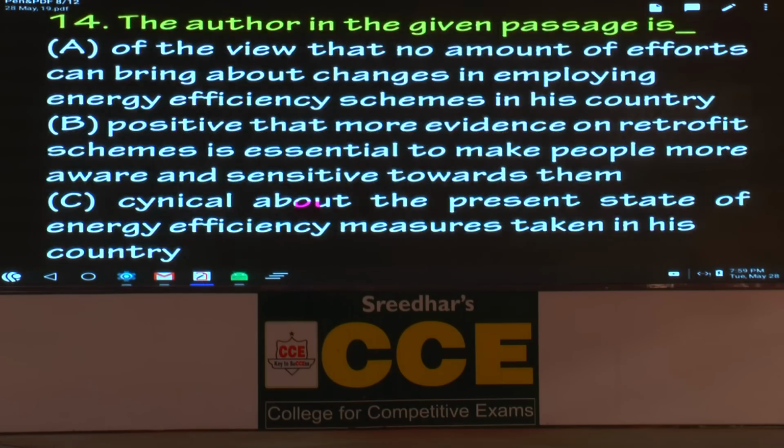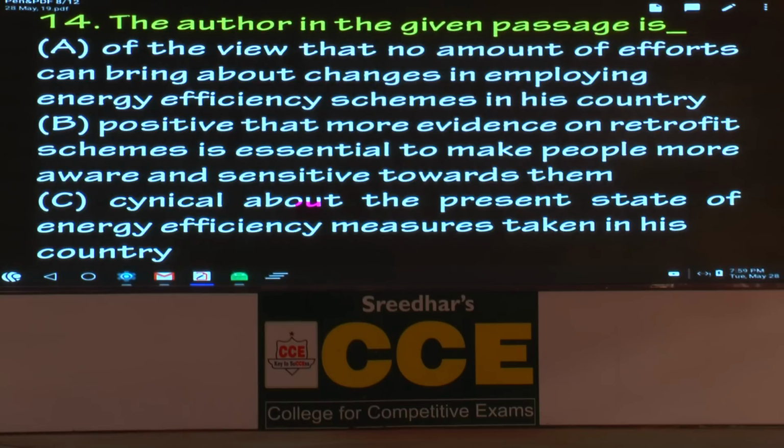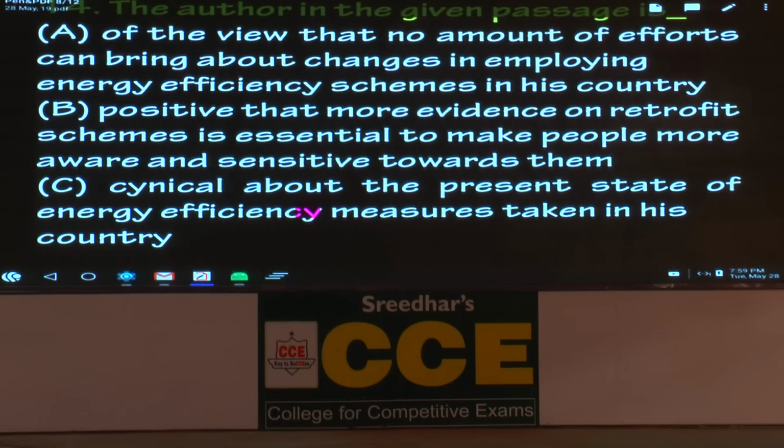Question number 14. The author in the given passage is of the view that no amount of efforts can bring about changes in employing energy efficiency schemes in his country. Has it been mentioned anywhere? I don't think the writer is cynical. This is a completely negative categorical statement. Don't consider that one.